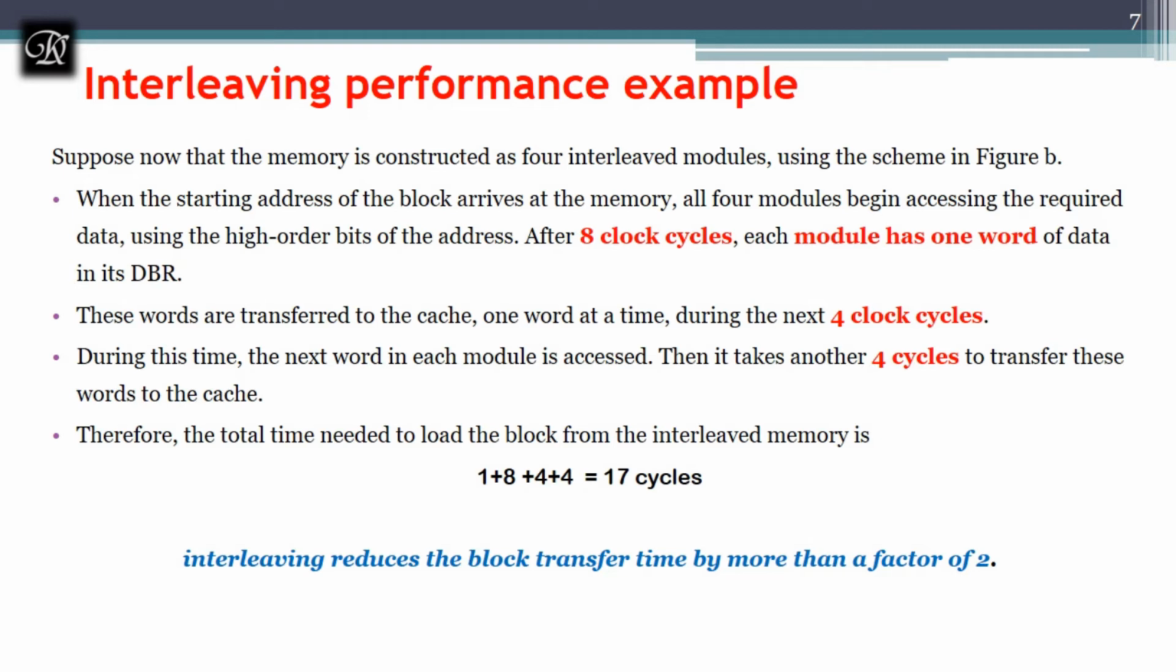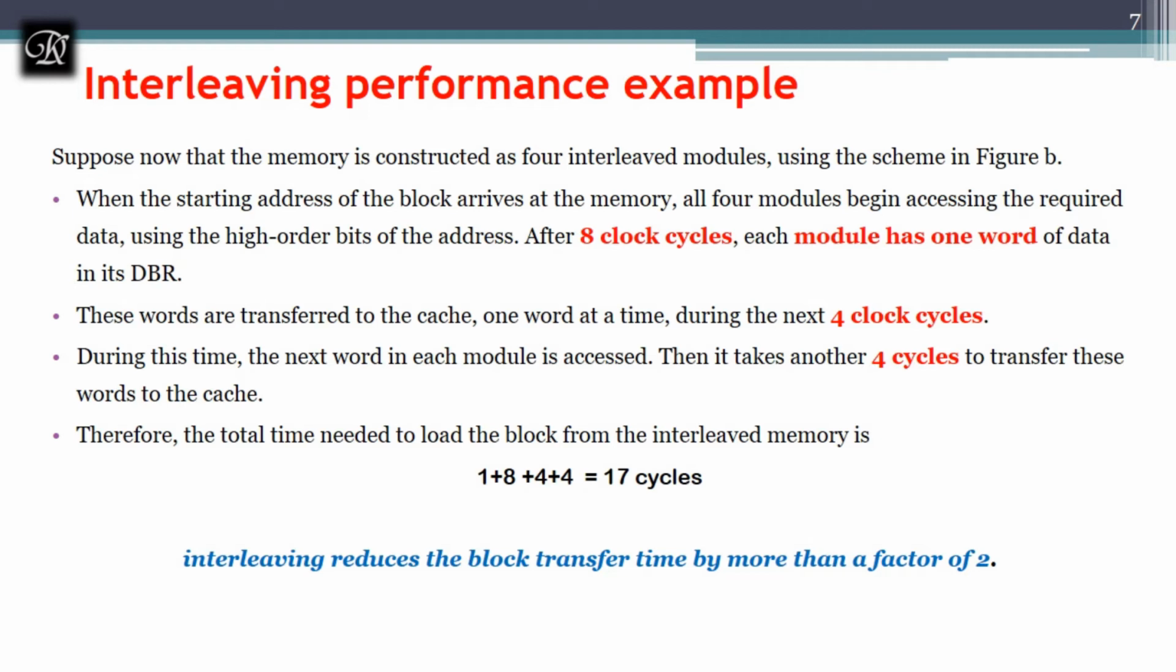When the starting address of the block arrives at the memory, all four modules begin accessing the required data. Here all four modules access in parallel using the high order bits of the address. After 8 clock cycles, each module has one word of the data in its data buffer register. These words are transferred to the cache one word at a time during the next 4 clock cycles.